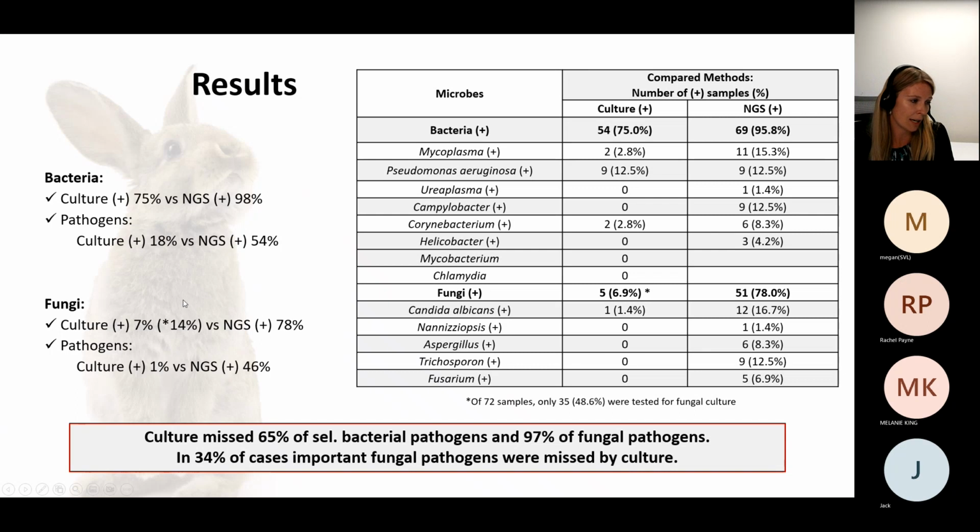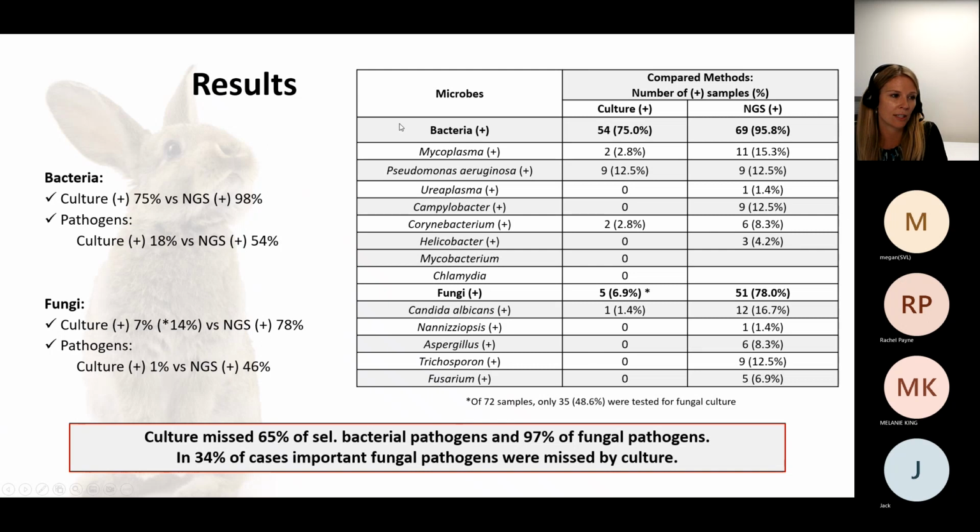Fungal culture came back positive in 7 or 14% of the cases, depending on how you count. To be fair, only half the samples were actually tested for fungal testing. So if we assume that half of them were tested, 14% came back positive, versus NGS testing had almost 80% positive. And in half of those samples, we actually detected pathogens.